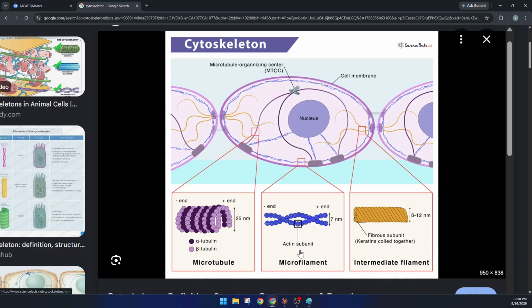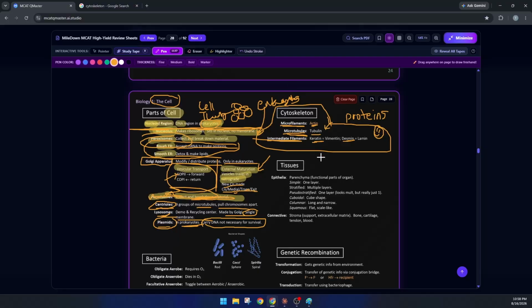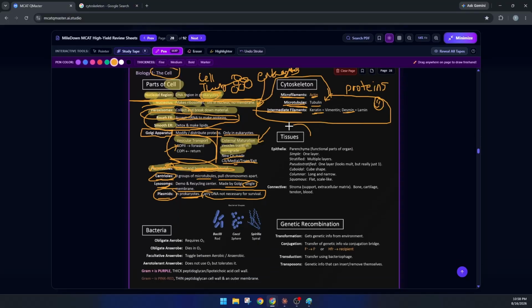Actin should remind you about muscles, but you won't learn that right now. And then here's your intermediate filament that looks kind of rope-like, and it's keratins coiled together in this one here. So keratin, you can think of hair and nails. That's how I usually think of it. Yeah. So you just have to memorize that.